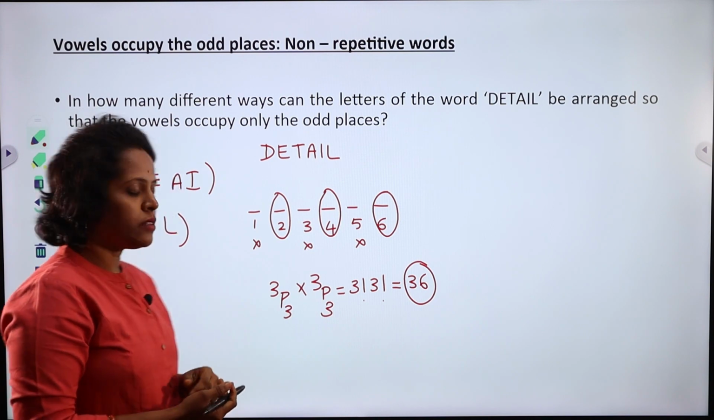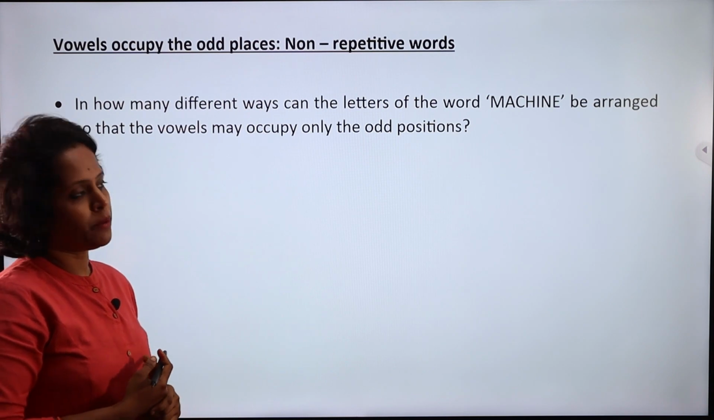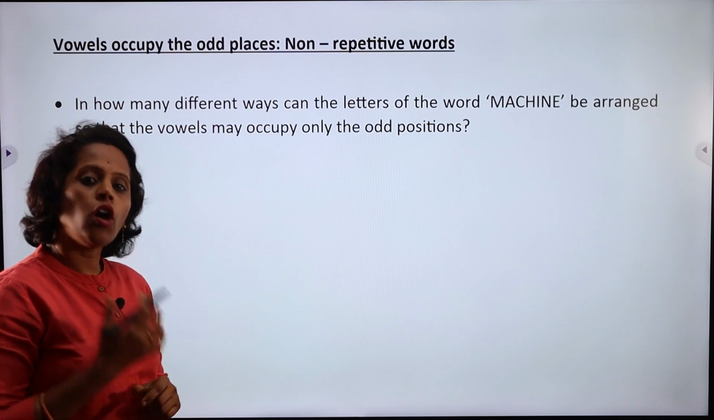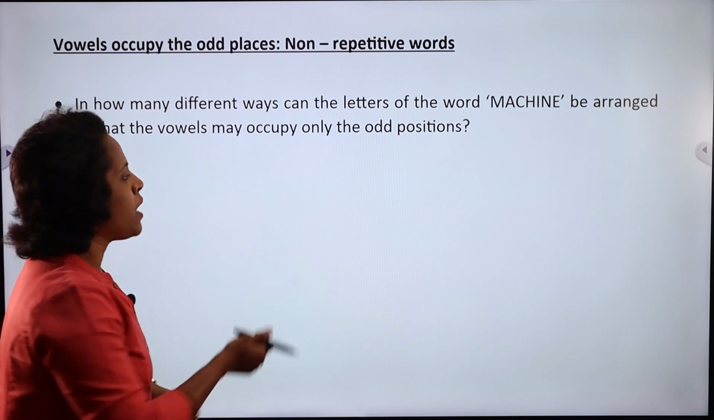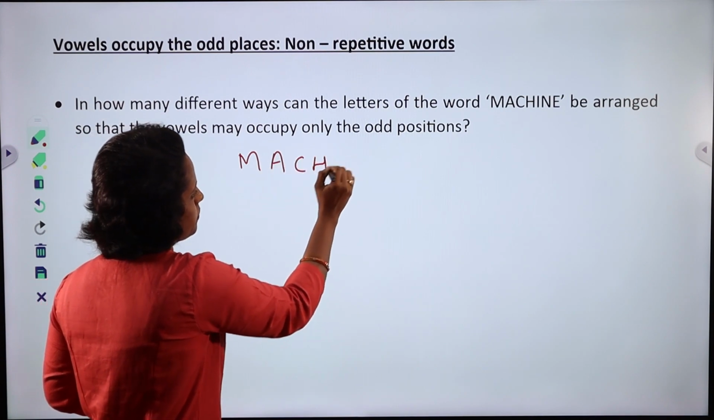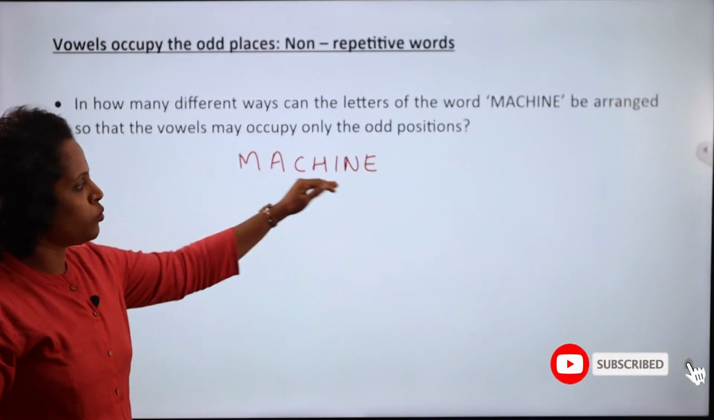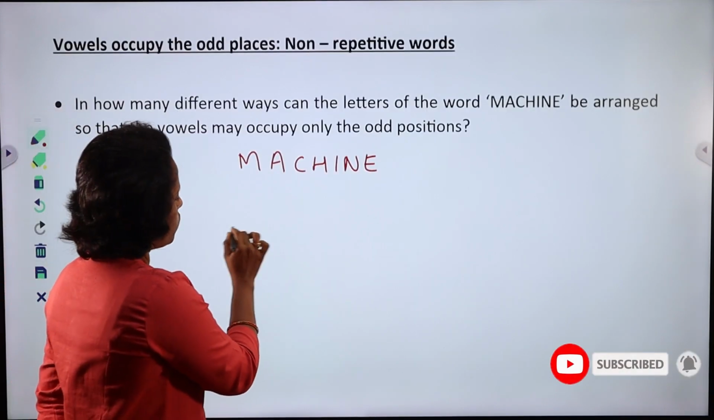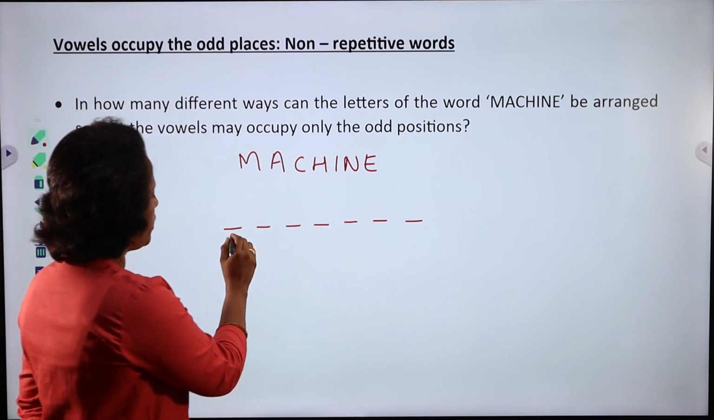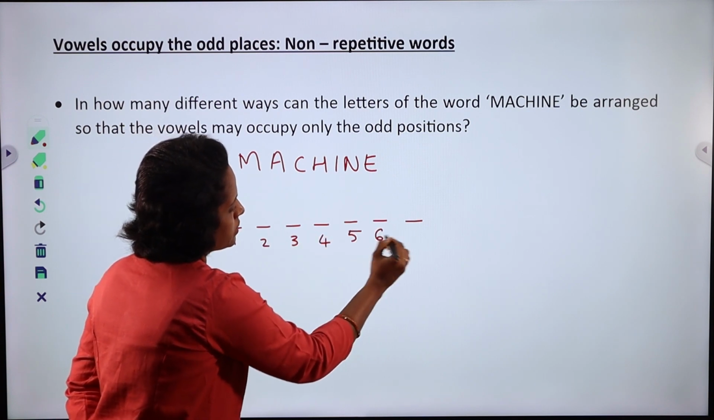Let's see the next question. In how many different ways can the letters of the word MACHINE be arranged so that the vowels may occupy only the odd positions? What is our word? Machine. How many letter word is it? 1, 2, 3, 4, 5, 6, 7. So I'll take 7 blanks. I'm going to number them 1, 2, 3, 4, 5, 6, 7.